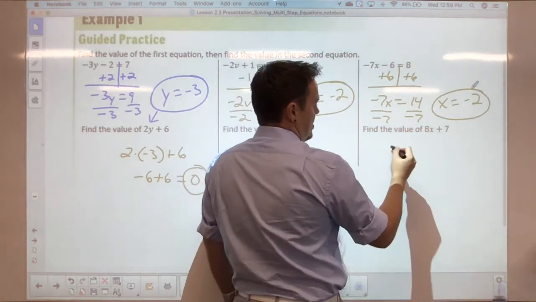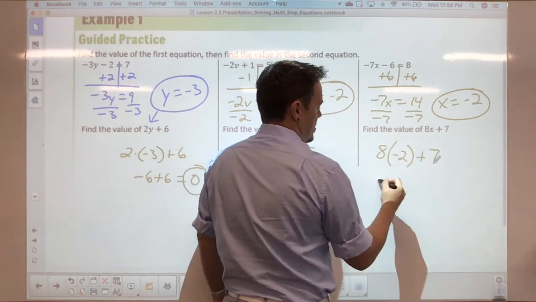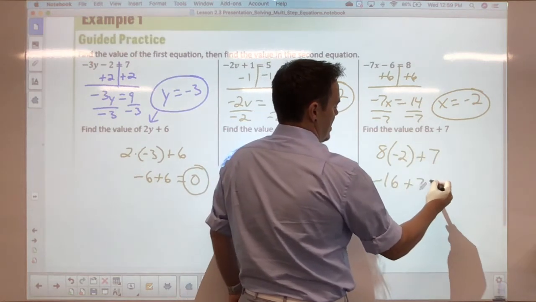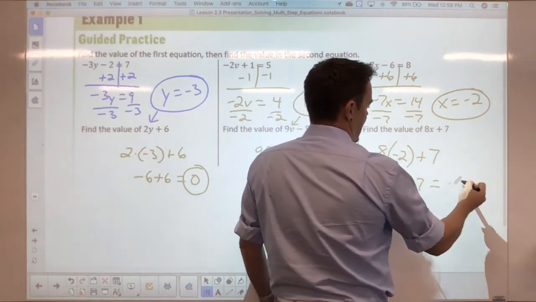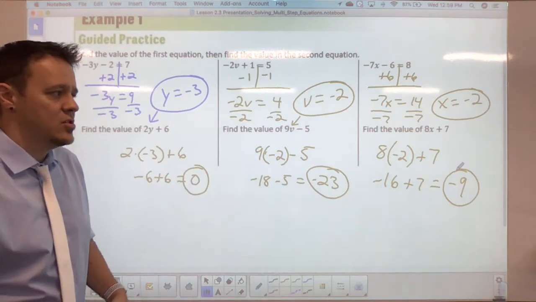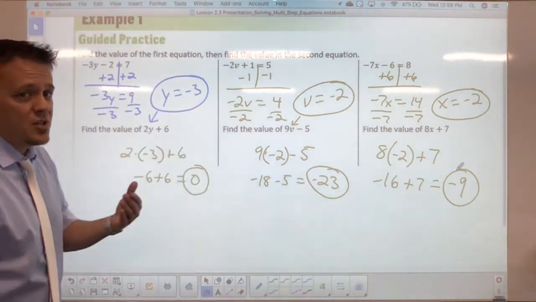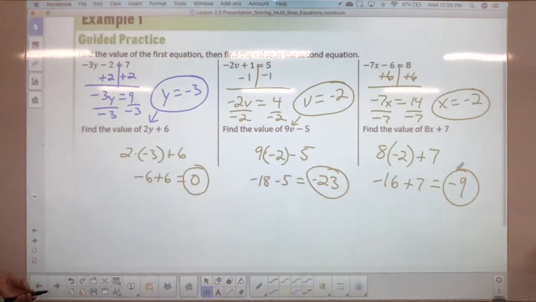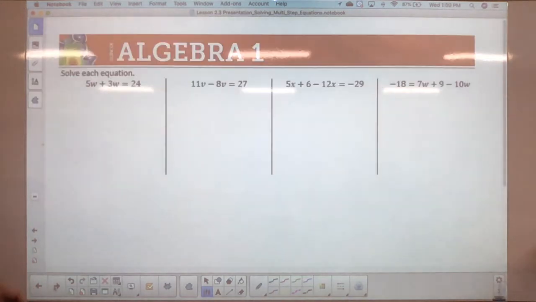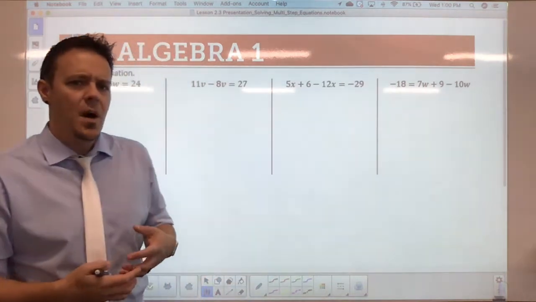And then you plug that in, you'd have 2, negative 2 plus 7, which would be negative 16, which ends up being negative 9. All right, simple enough. Just make sure as you're going through this that you do the math. I don't go slow on this math, so if you have to pause the video and back up to make sure you got it right, please do.